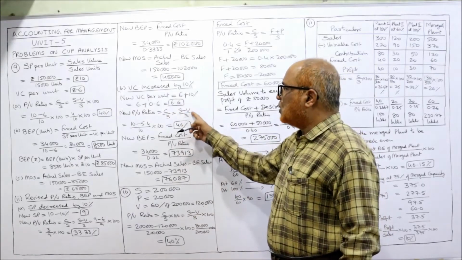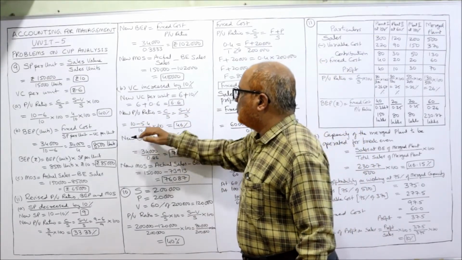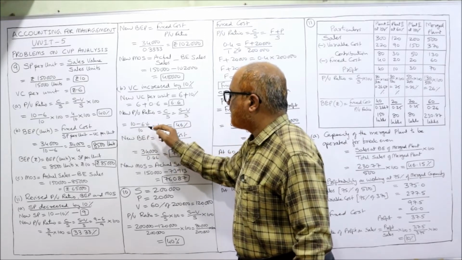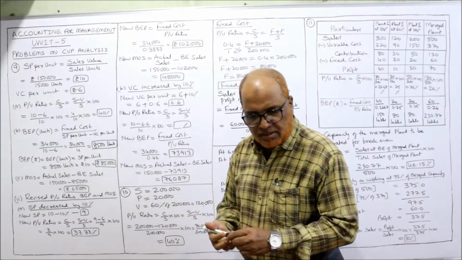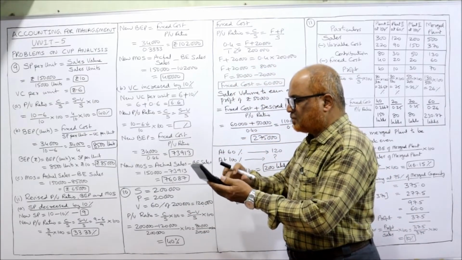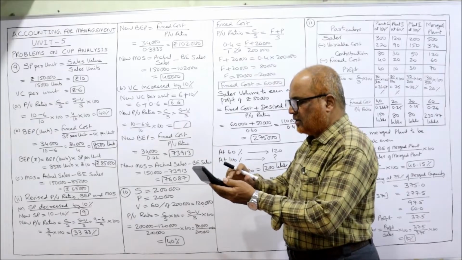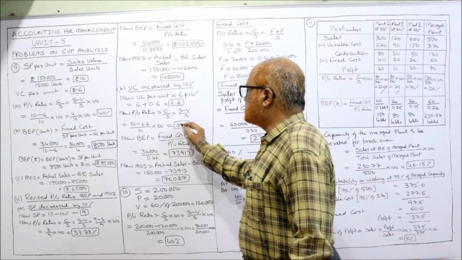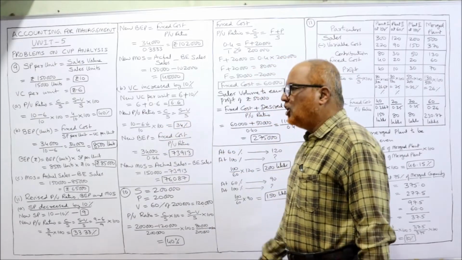So new PV ratio, S minus V. Here, I have committed a mistake, that is 6.6. This is not 46%. Again I'll calculate, a small mistake. 10 minus 6.6 divided by 10 into 100. You will get 34%. Here 34% is the new PV ratio.